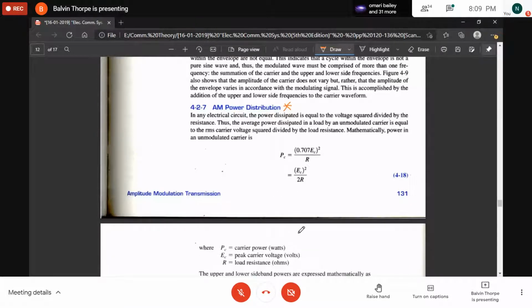Okay, everybody comfortable with this? Remember, this is just for the carrier. Everybody comfortable with this expression? We're finding the RMS of the carrier average, right? Okay, because we're doing maths, right? Yes, sir?